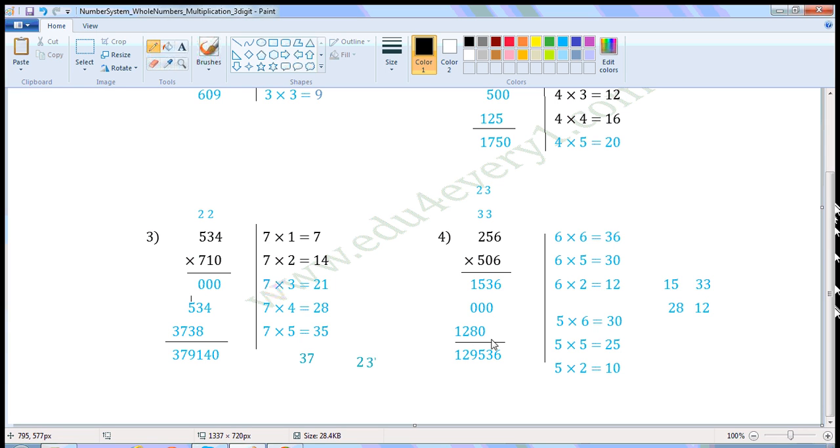There is 6 here, so write 6 here. There is 3 here, so write 3 here. That is 3 plus 0, 3. Then 5 plus 0 is 5. 1 plus 0 plus 8 is 9. There is 2 here, so write 2 here. There is 1 here, so write 1 here. 256, when multiplied by 506, we get 1,29,536.